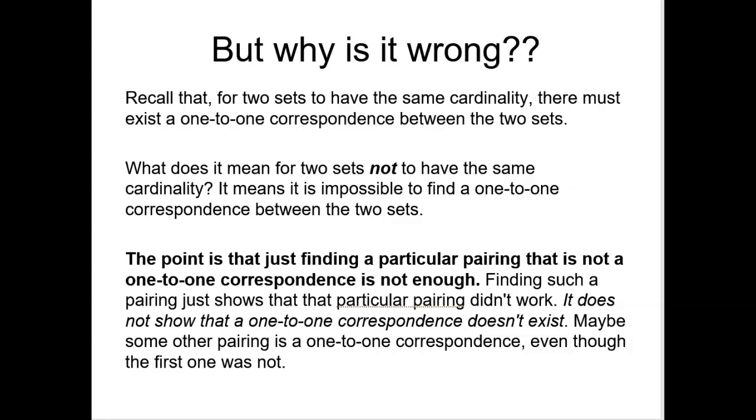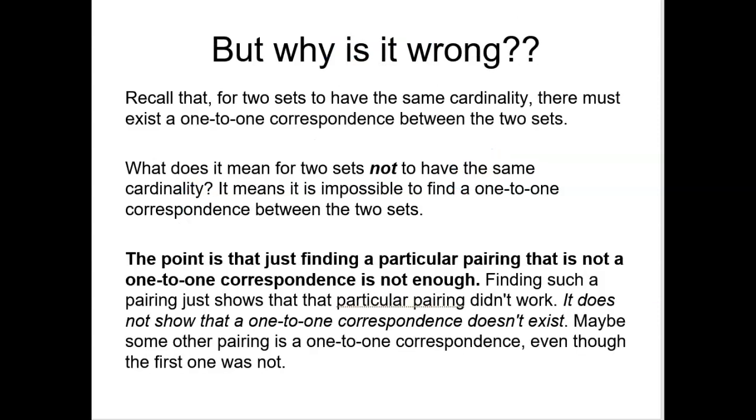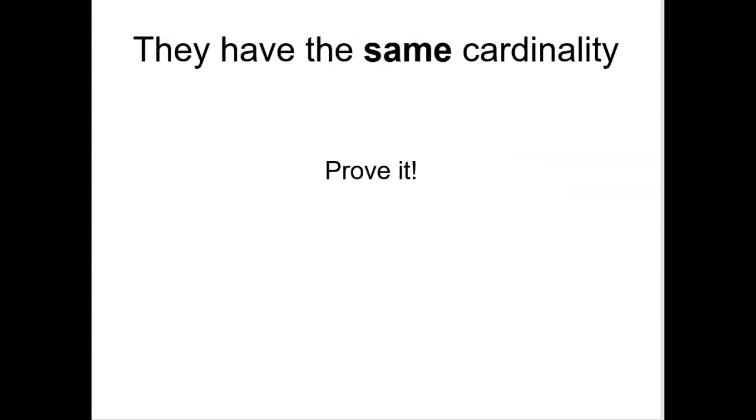Finding a pairing that doesn't work does not show that a one-to-one correspondence doesn't exist. It just shows that that pairing doesn't exist. So all that this shows is this is not a one-to-one correspondence, but there still could be one. So I'm actually going to tell you that those two line segments have the same cardinality.